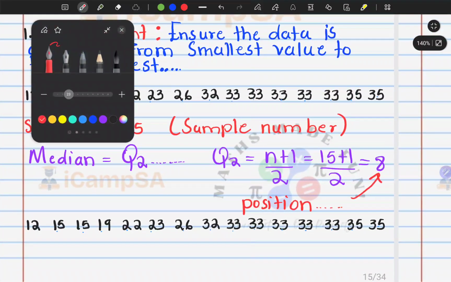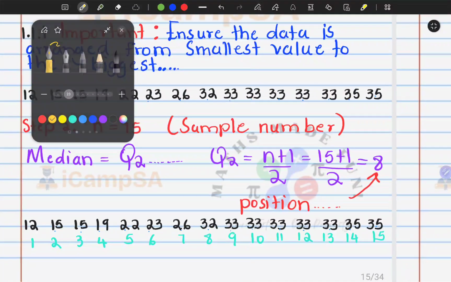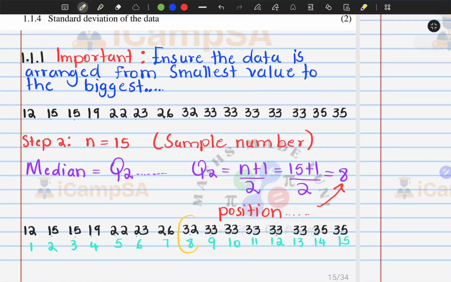So I'm going to zoom in, and what you'll see is that we're going to have 1, 2, 3, 4, 5, 6, 7, 8, 9, 10, 11, 12, 13, 14, 15. Let's see. So we have 1, 2, 3, 4, 5, 6, 7, 8, 9, 10, 11, 12, 13, 14, 15. So what you should be able to see is that at position number 8, that is what we get.